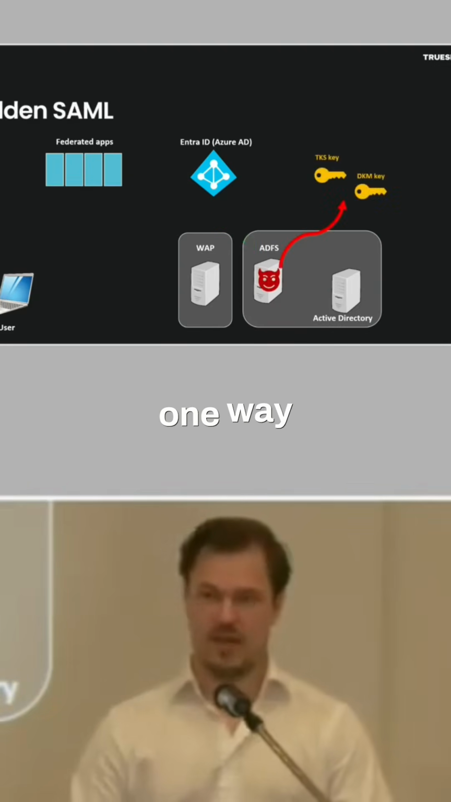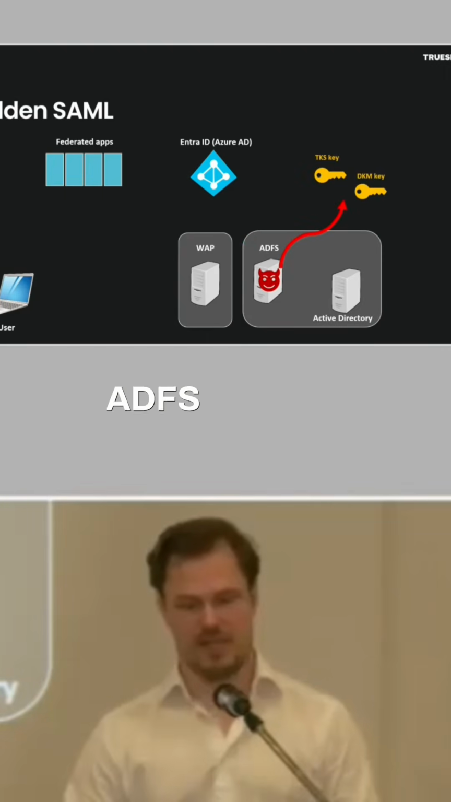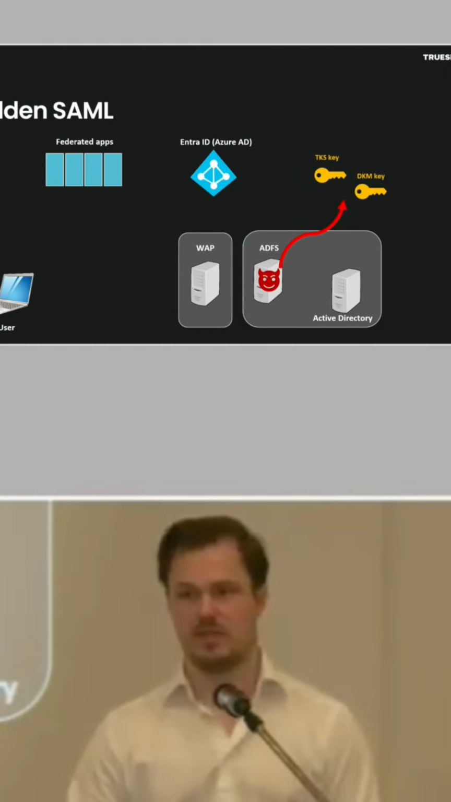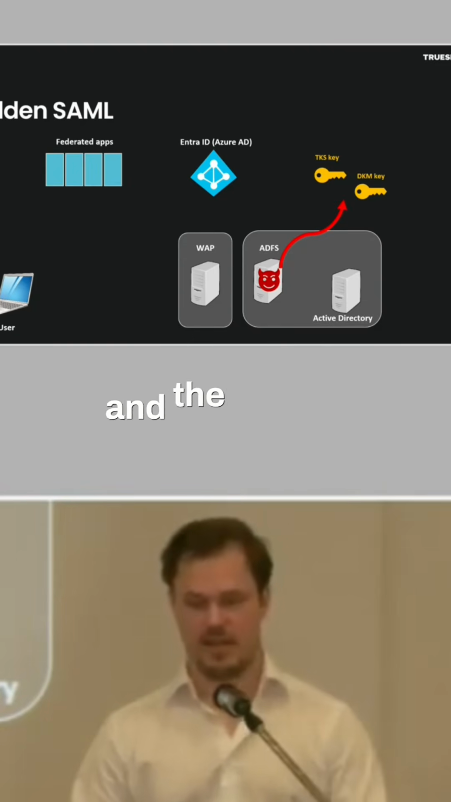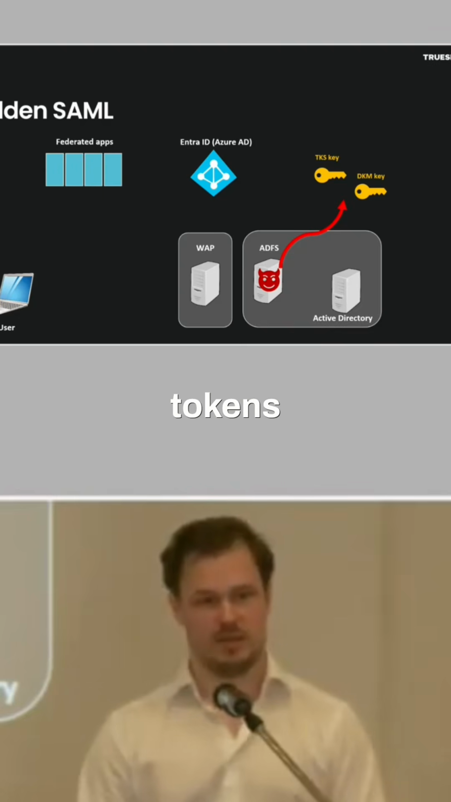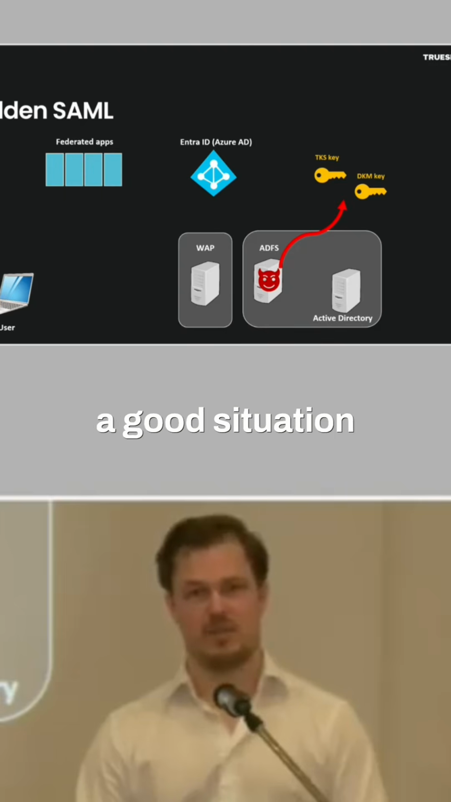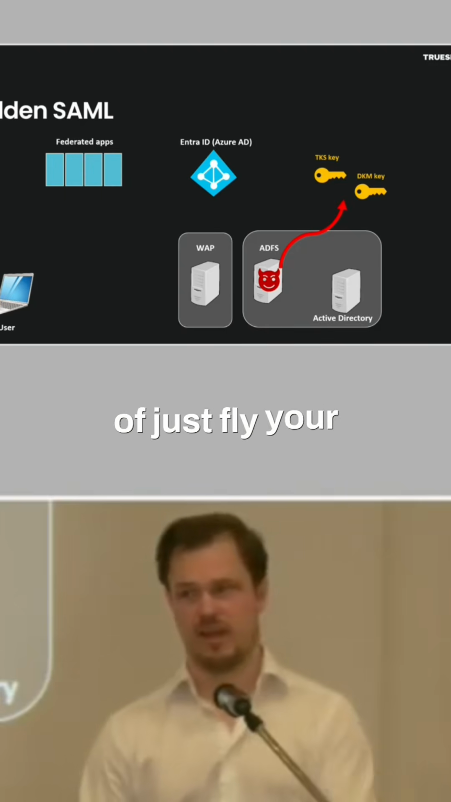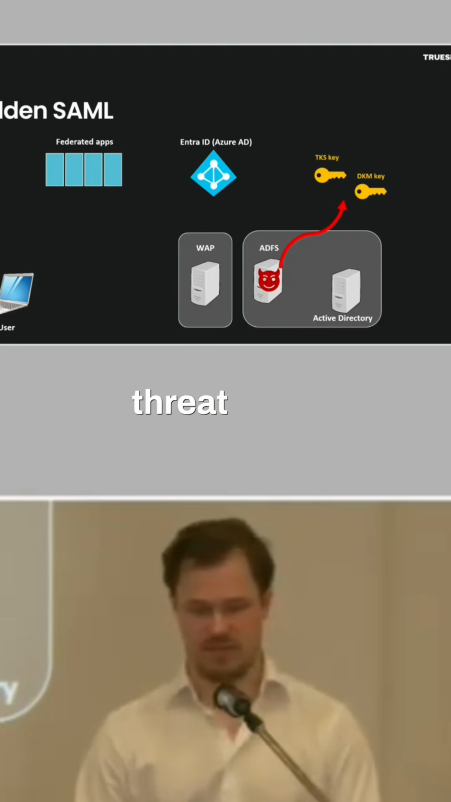Well, one way, which we saw in the SolarWinds attack, for example, was that if the ADFS server is compromised, you don't need to be domain admin, you just need to be local admin on the ADFS server. Then you can dump the token signing certificate and the related private keys and secrets. And with that, you can just sign your own tokens, which means that it's not a good situation, right? Because then you sort of just fly your way into whatever you want to fly into, because you sign your own tokens as a threat actor.